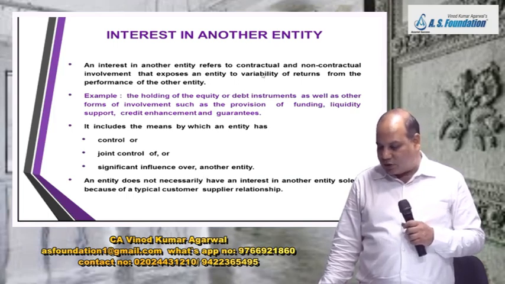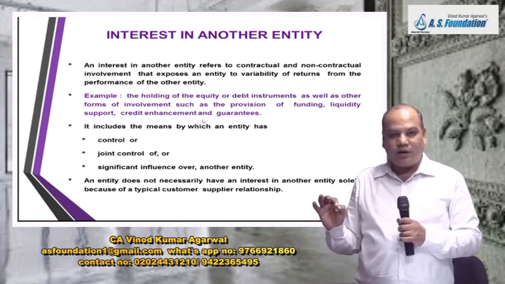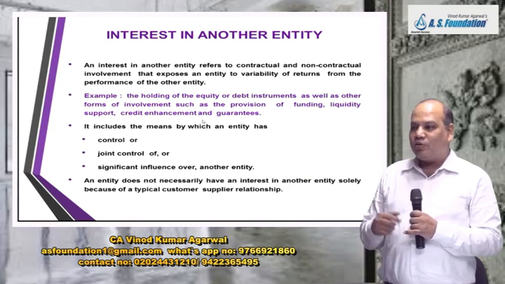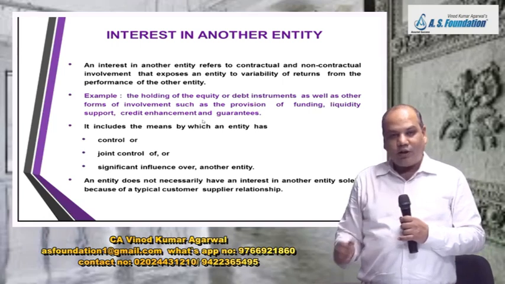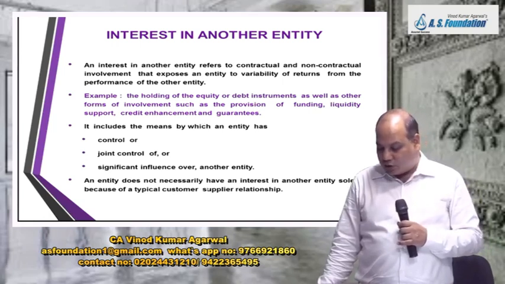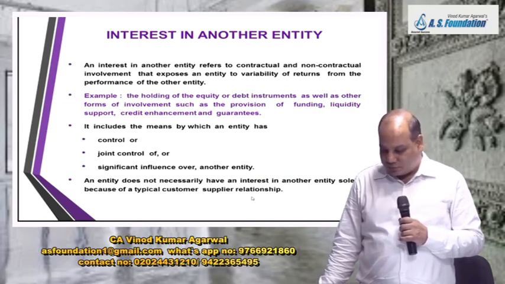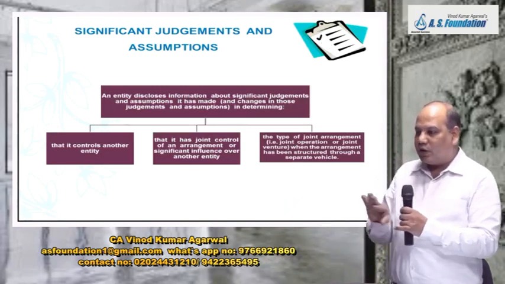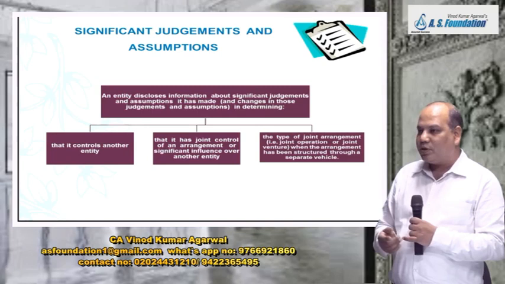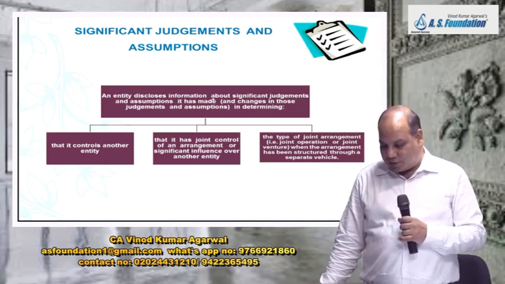So even though the definitions are designed in a complicated way, prima facie the interest in other entity in this chapter would mean control, joint control or significant influence over the other entity. And then there is a clarification. An entity does not necessarily have an interest in another entity solely because of a typical supplier or customer relationship. Otherwise we can say we have an interest in other entities in so many ways. That is not covered. It has to be investment through equity, debenture, guarantees, funding arrangement, credit enhancement, and the like.